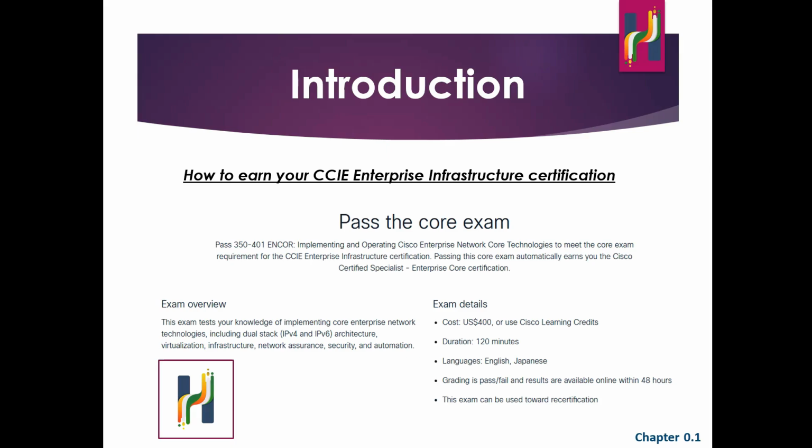To appear for this exam, you need to book it on the Pearson VUE portal. Make a fresh Cisco ID or log in with your existing one. The cost of this exam is 400 USD plus the local country tax. Exam duration is 120 minutes, that is 2 hours. Once you get the passing score, you are then eligible to book the CCIE Enterprise Infrastructure Lab exam.